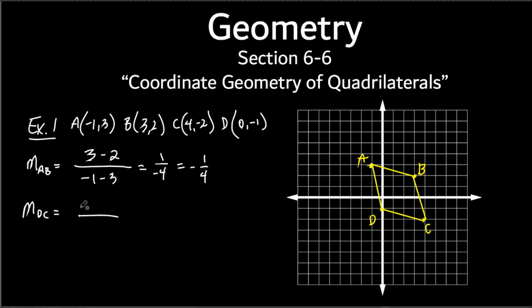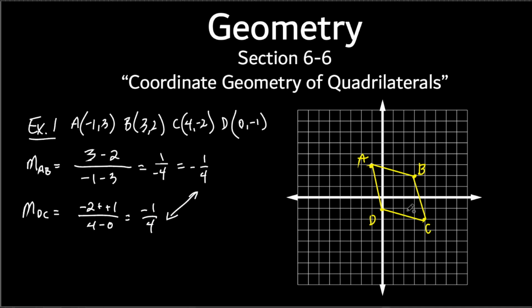It doesn't matter what order you subtract them, as long as you subtract the y's and the x's in the same order. So I'm going to go -2 minus what? Not just 1, but -1. Then I'm going to go the x's, 4 minus 0. And then what's going to happen with that minus? It's going to go plus. Okay, -2 plus 1 is -1 over 4. Check it out. They are the same, aren't they?